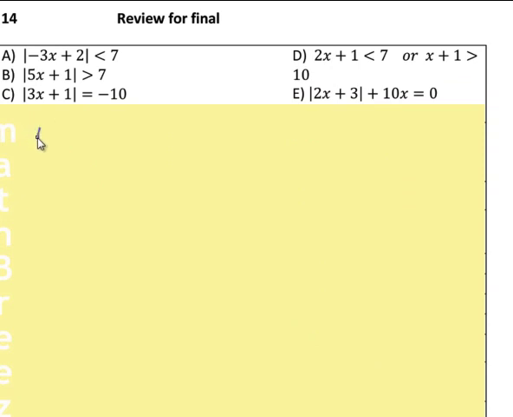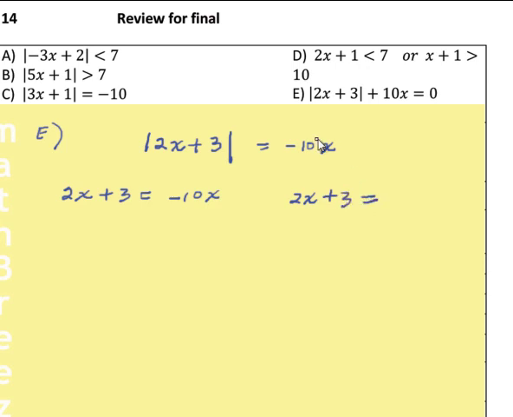Okay, let's look at E. For E, we're going to isolate the absolute value on one side. And now we'll open up the absolute value. We'll say either 2x plus 3 is equal to negative 10x, or 2x plus 3 is equal to the negative of negative 10x, which would be positive 10x. And solve each separately.